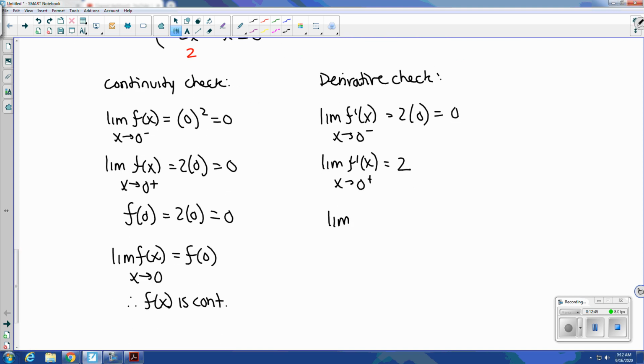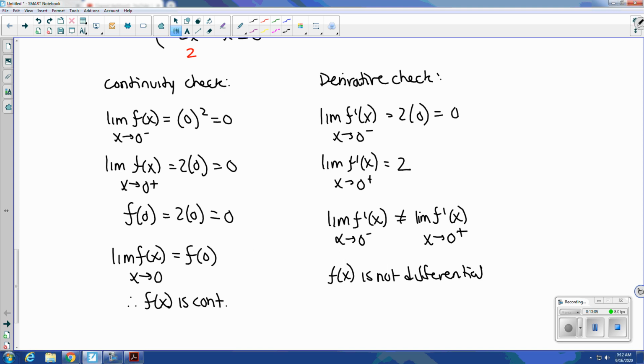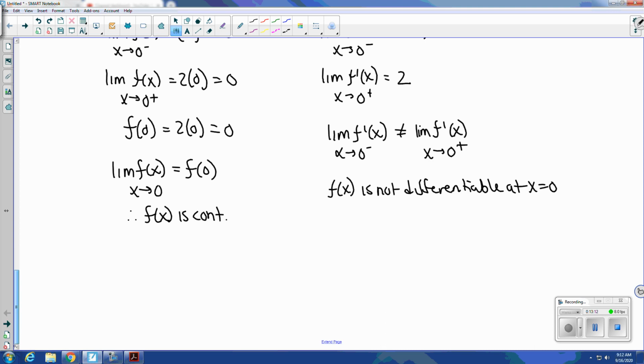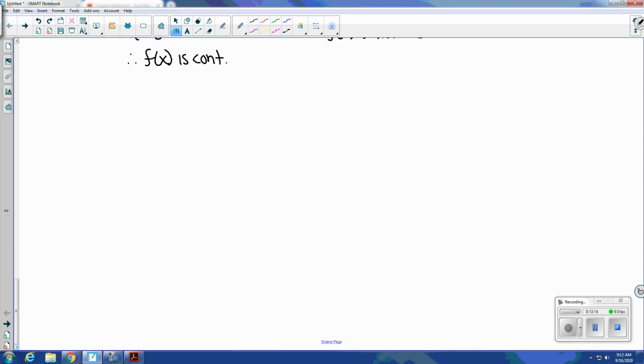So therefore, the limit of f prime of x as x approaches 0 from the left is not equal to the limit of f prime of x as x approaches 0 from the right. So f of x is not differentiable at x equals 0. We can do one more.